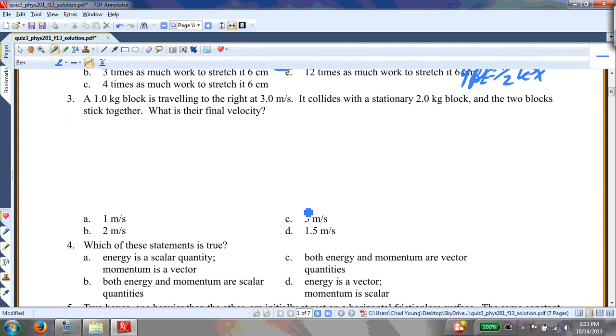A 1 kilogram block is traveling to the right at 3 meters per second. It collides with a stationary 2 kilogram block. And the two blocks stick together. I want to know what is their final velocity.